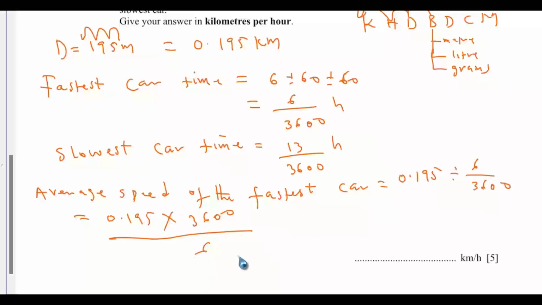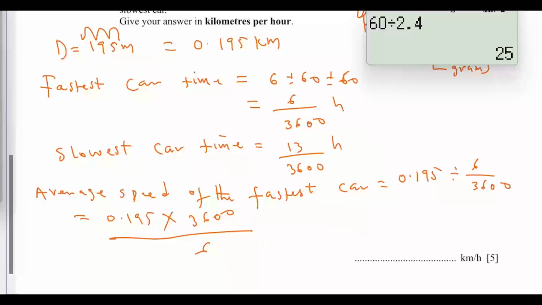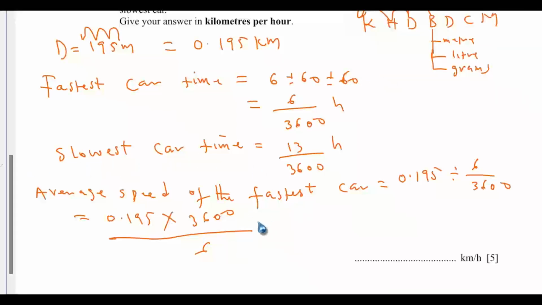So you can just input this into your calculator straight away without wasting time. We need fraction, so that will be 0.195 multiplied by 3600, then divided by 6. Hit enter. So the answer is 117 kilometers per hour. So that is the average speed.